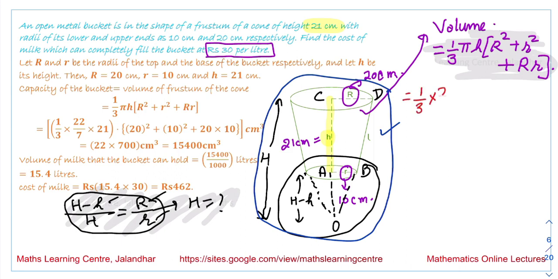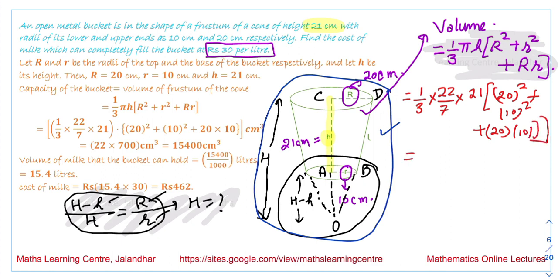It is 1 by 3 into 22 by 7 into the value of h, which is 21, into 20 square plus 10 square plus 20 into 10, and on solving this the answer we will get is 15400 centimeter cube.